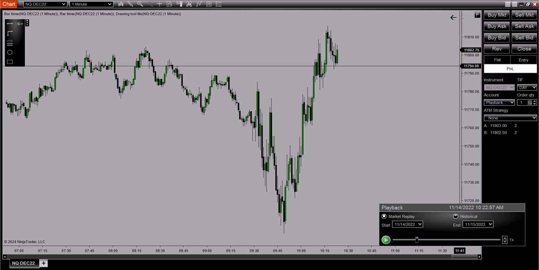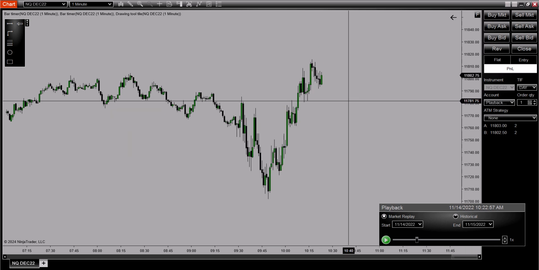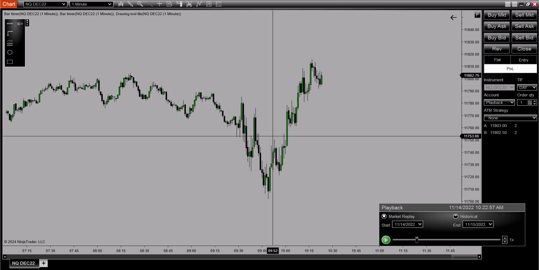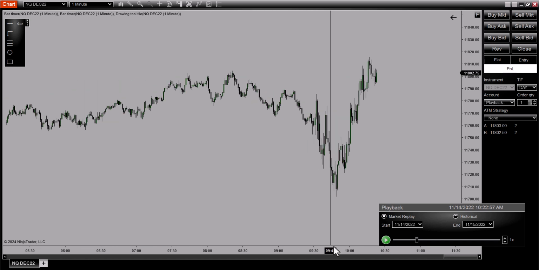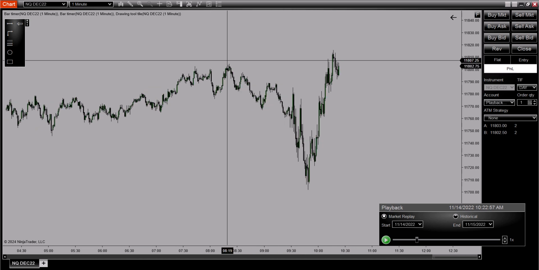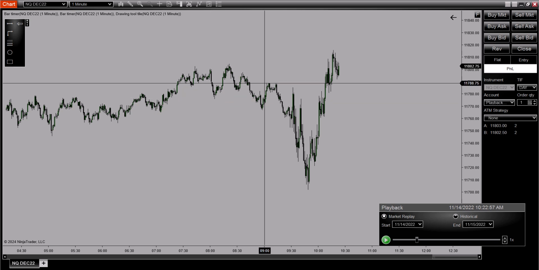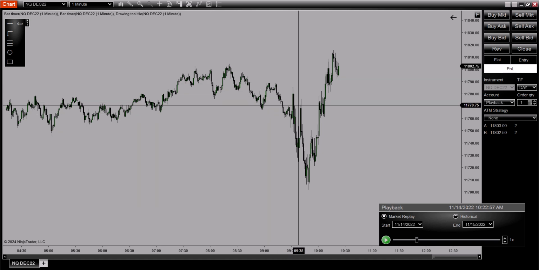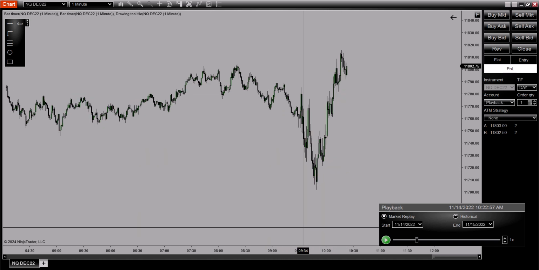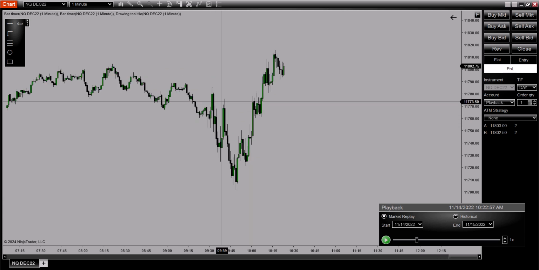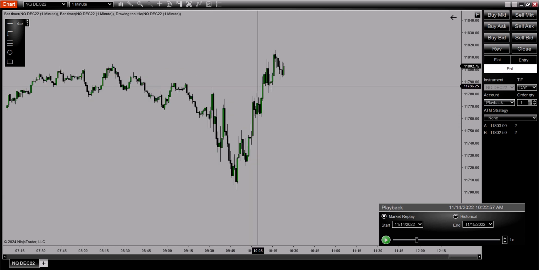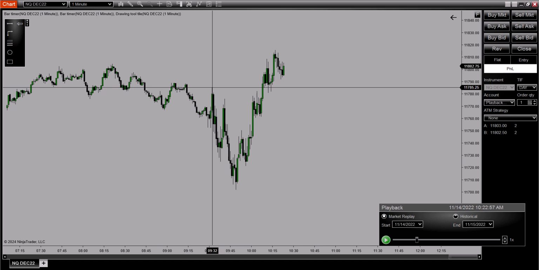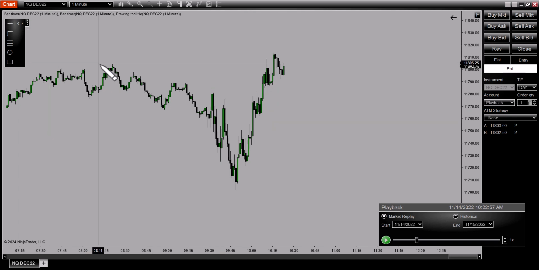All right. So this is 10:30, and let's see what's going on in here. You can see that the market was bearish from here. It was printing lower highs and lower lows. And then here we have a break of structure, right? This is a break of structure here.